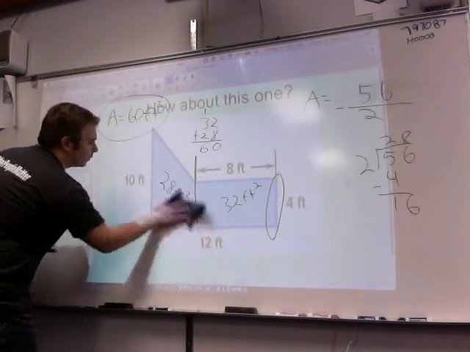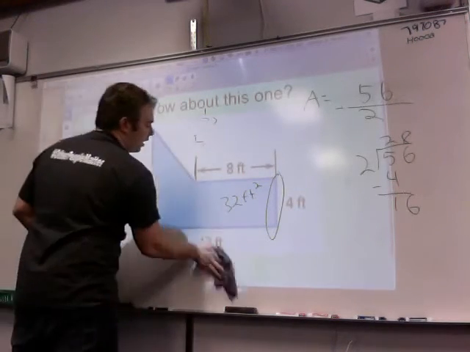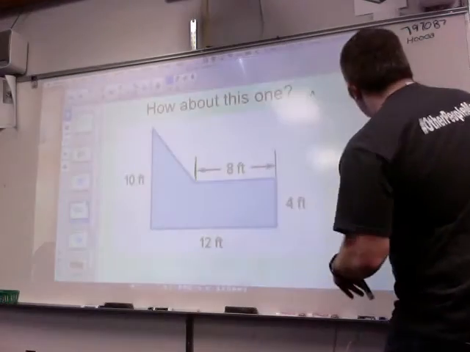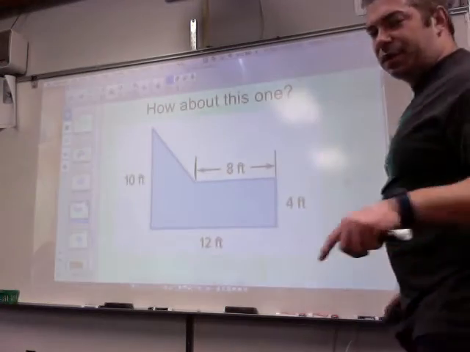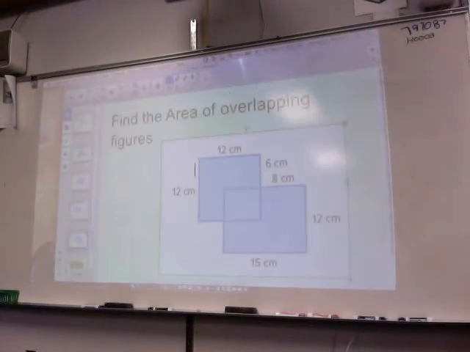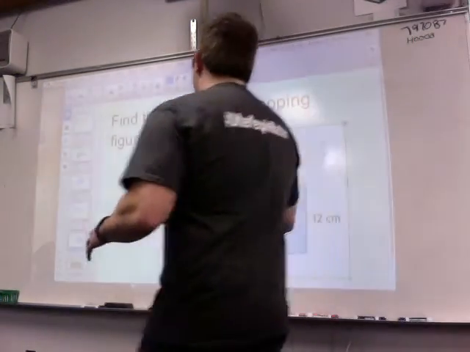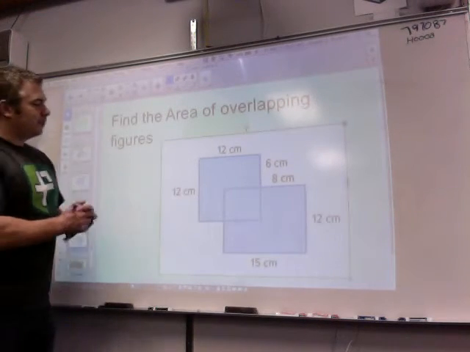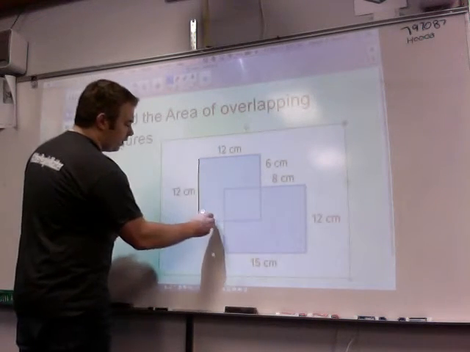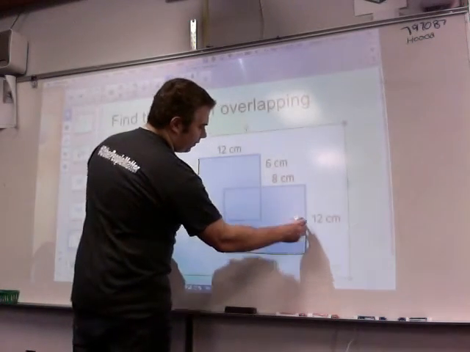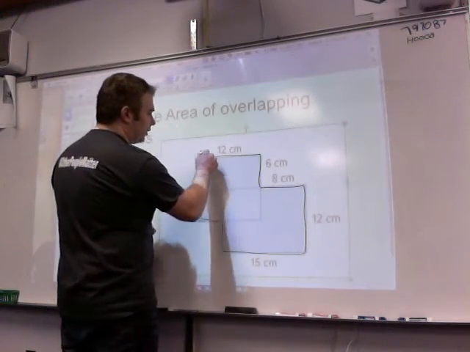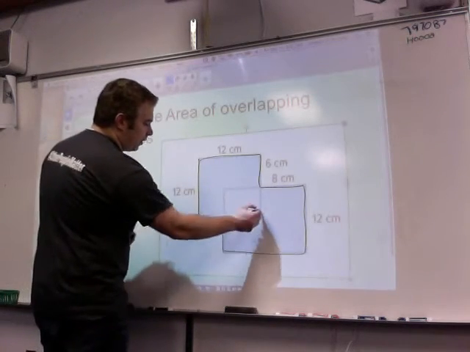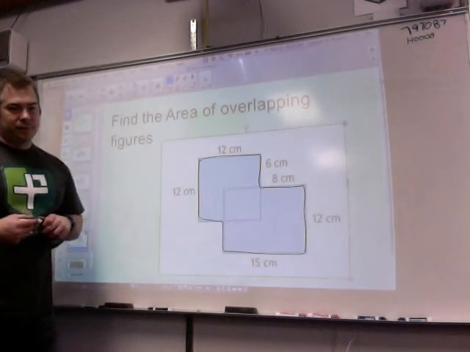All right, so moving on. We have one other thing to teach today. I'm not going to focus on it so much. I'm only going to give you one example, but this is also pretty cool. Let's find the area of overlapping figures. So it's essentially asking, what is the area of the outside of these two figures? Okay? What is this area? Now there's a little square in between there, and that's going to be very important.